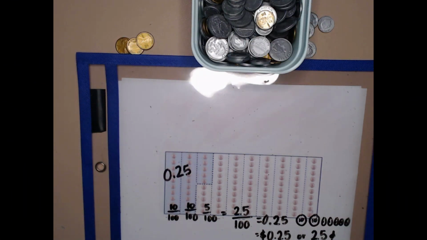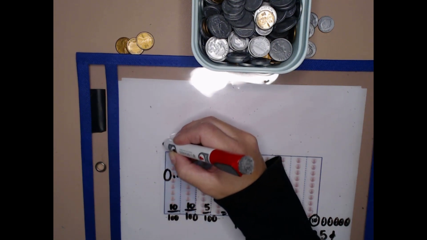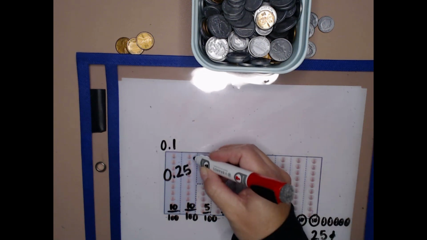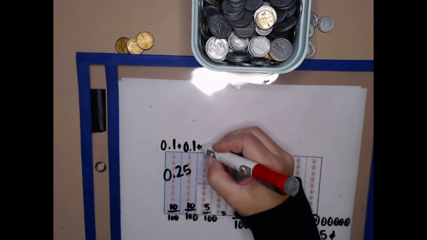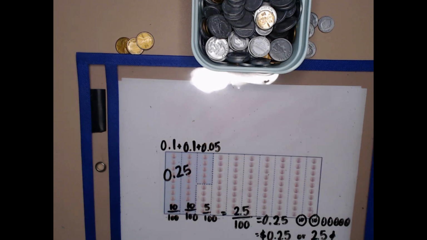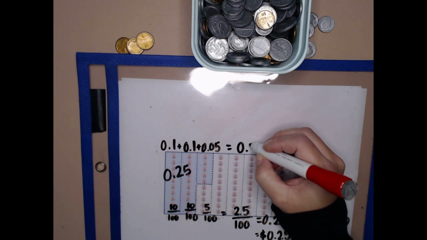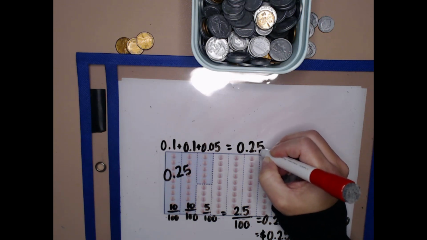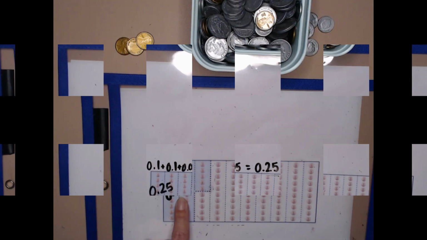I could also write it as decimal addition. This row or this column is 0 and 1/10. This column is 0 and 1/10. This column is 0 and 5 hundredths. It's 5 pennies. 1/10 plus 1/10 plus 5 hundredths equals $0, 2/10, and 5 hundredths. 0 and 25 hundredths, which is the same as 25 pennies.